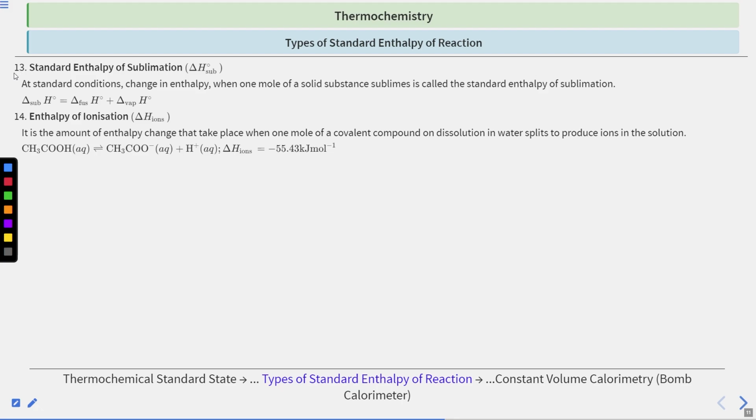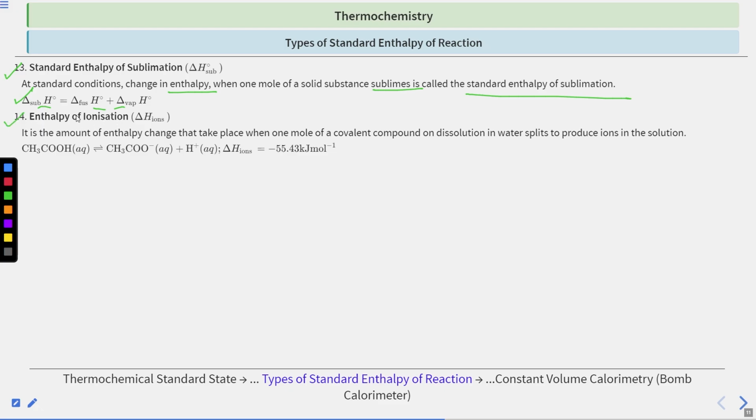Okay, so 13th is standard enthalpy of sublimation. So at standard conditions, the change in enthalpy when 1 mole of a solid substance sublimes is called standard enthalpy of sublimation. So when sublimation happens, we use the standard enthalpy of sublimation, and we can write that the standard enthalpy of sublimation equals standard enthalpy of fusion plus standard enthalpy of vaporization. Okay, because on combining these two processes, sublimation happens in a single process, in a single step.